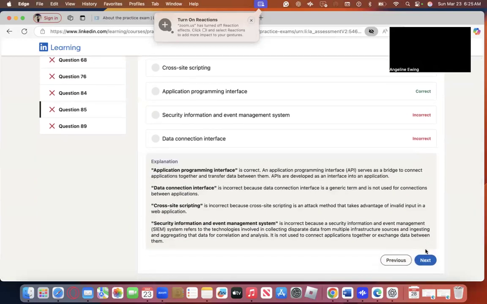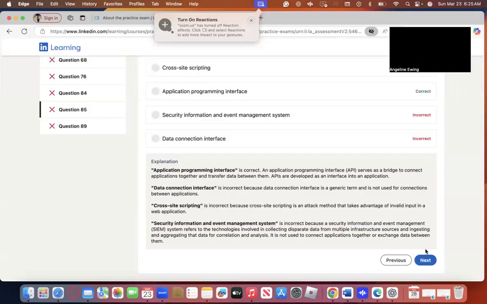Application Programming Interface is correct. An Application Programming Interface, API, serves as a bridge to connect applications together and transfer data between them. APIs are developed as an interface into an application.